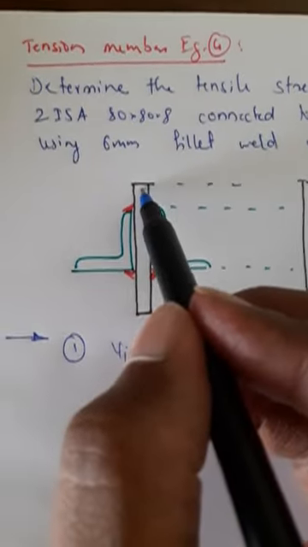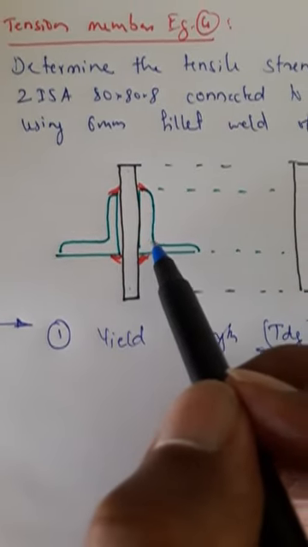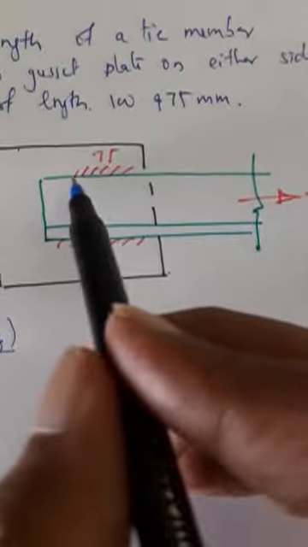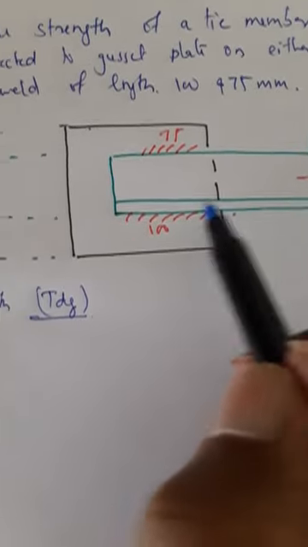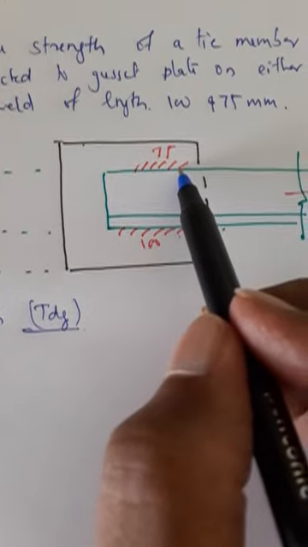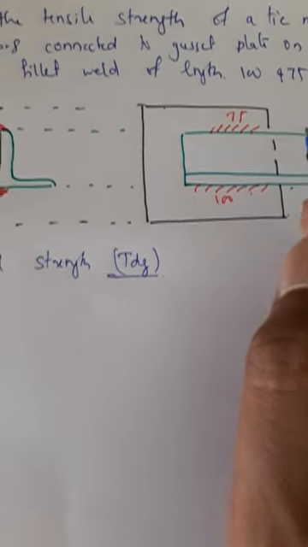So let this be the gusset plate. These are the two angles connected on each of the sides. If I take a longitudinal view, it will look like this. So this is a tensile force, angle, 100 mm weld, 75 mm weld. So for this I have to find what is the tensile strength of the member.